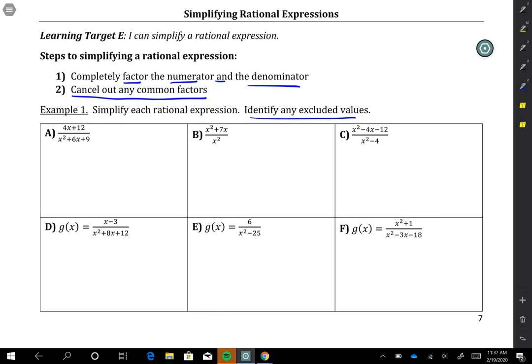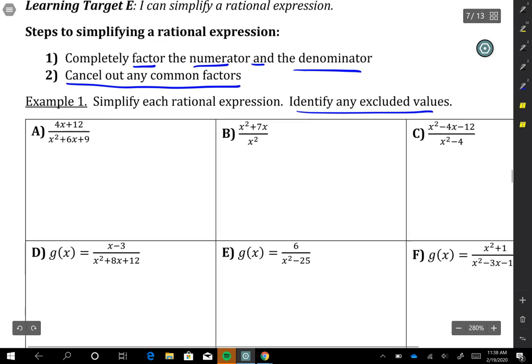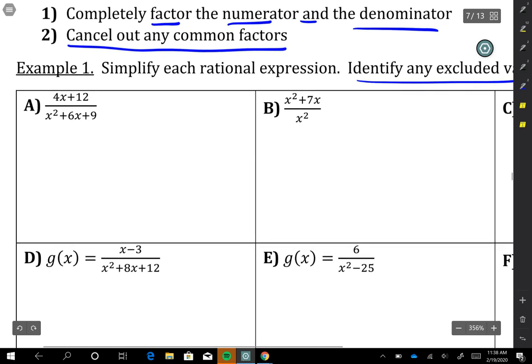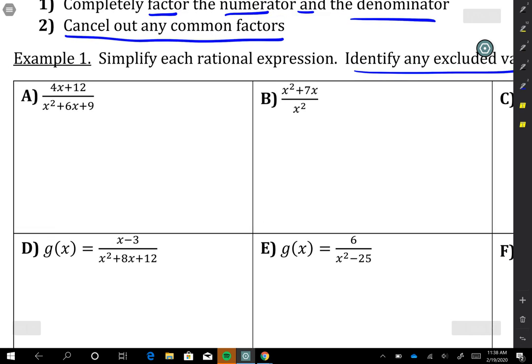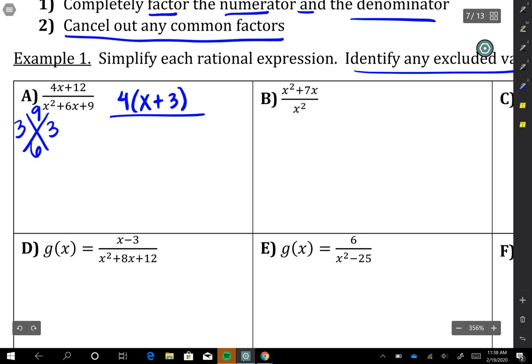All right, so let's look at letter A. We have 4x plus 12 divided by x squared plus 6x plus 9. Now, 4x plus 12 does have a GCF of 4, so I can take a 4 out front, and I have left just x plus 3. X squared plus 6x plus 9 is a quadratic trinomial. I'm wondering what multiplies to 9 and adds to 6. Well, that would just be 3 and 3. So that's actually x plus 3 times x plus 3.